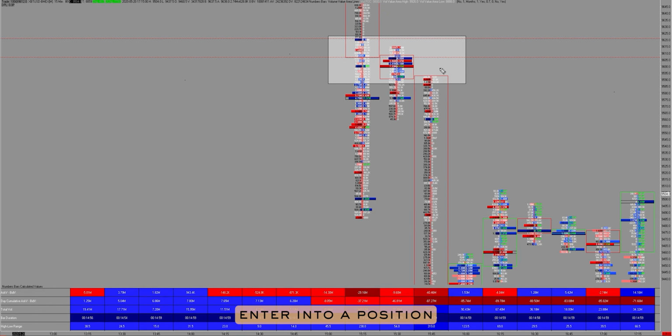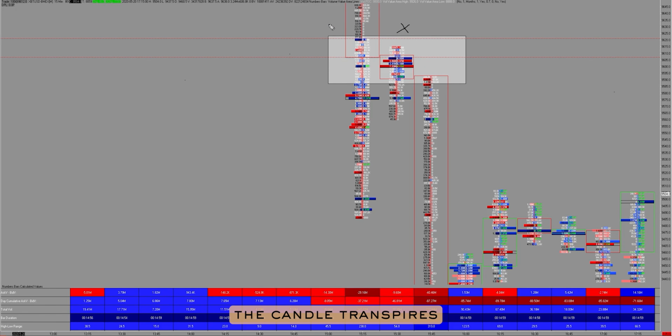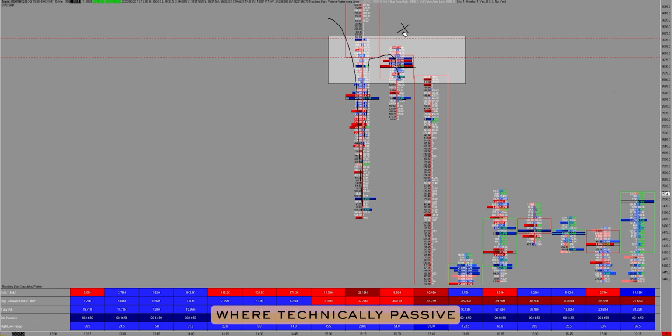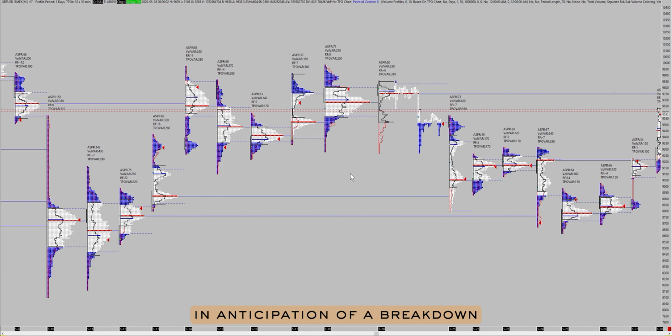And if I'm going to enter into a position, I'm going to look to take advantage of this imbalance. So the fact that sellers are offering this, and remember how the candle transpires. So the candle came down, closed here, opened here, and now has closed here. Even though we moved higher and lower, it closed below where all of this volume came in. All right, and you still see that price has been offered lower. So there's a ton of offering activity at lows where technically passive sellers should not necessarily be as interested to get involved. So this is an opportunity to get aggressive and get behind a trade in anticipation of a breakdown.